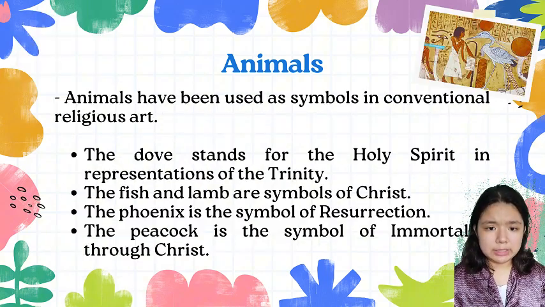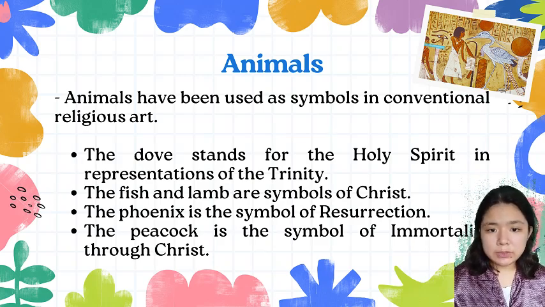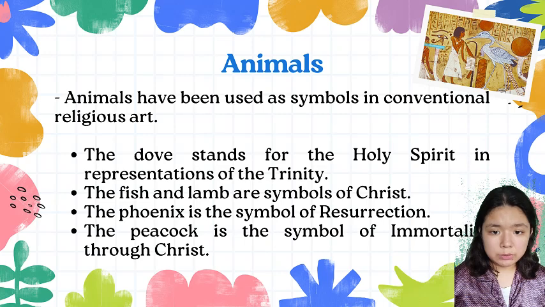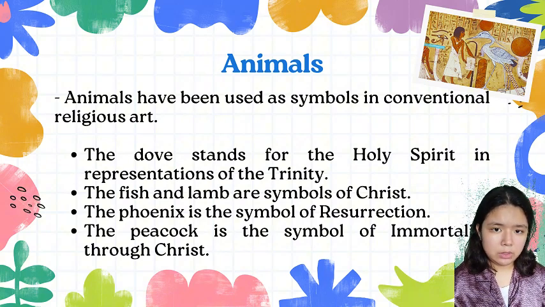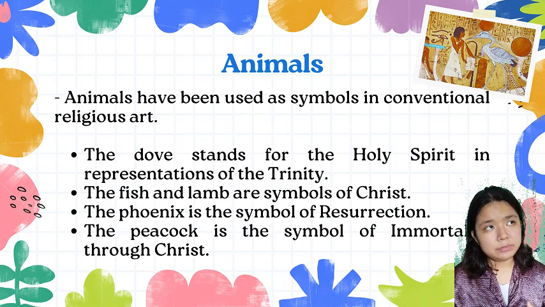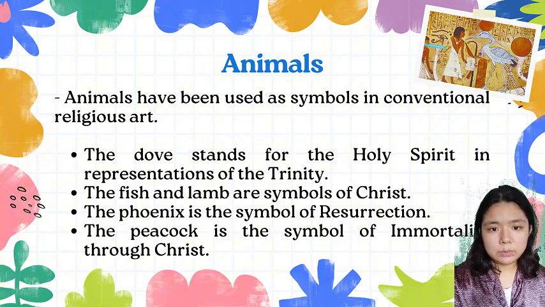Animals have been used as symbols in conventional religious art. For example, the dove stands for the Holy Spirit and representation of the Trinity. The fish and lamb are symbols of Christ. The phoenix is the symbol of resurrection. The peacock is the symbol of immortality through Christ. While there's also an example in Egypt where they present a cat as their god. They worship the cat as their protector.